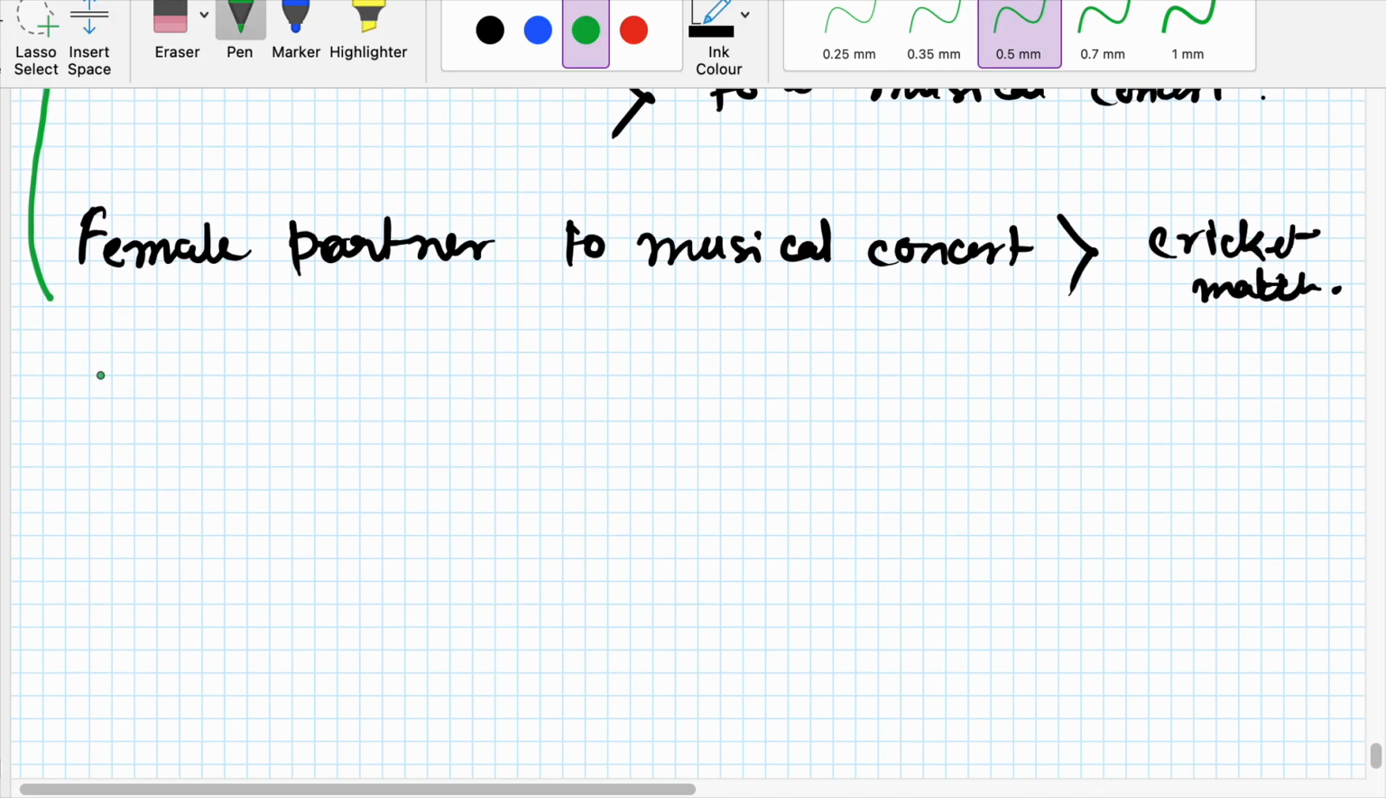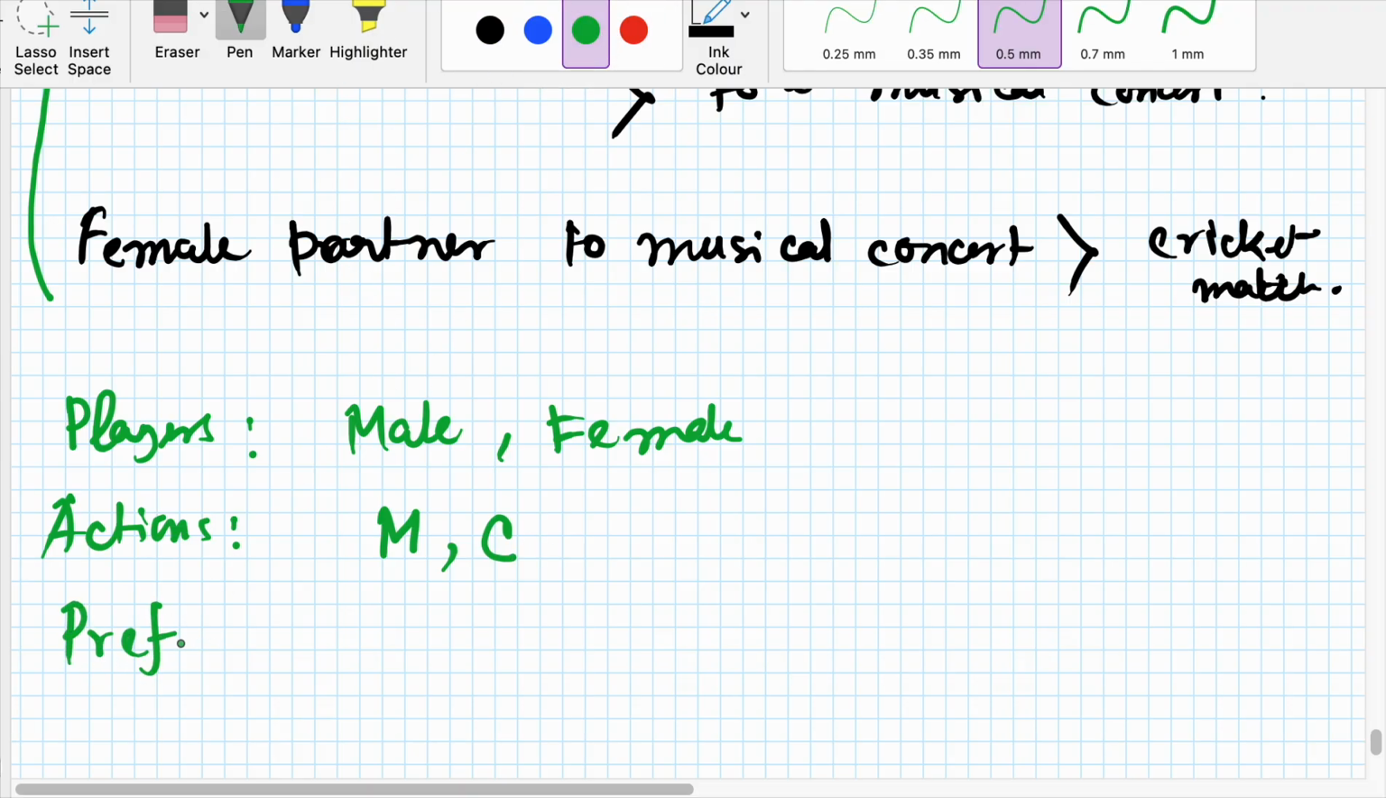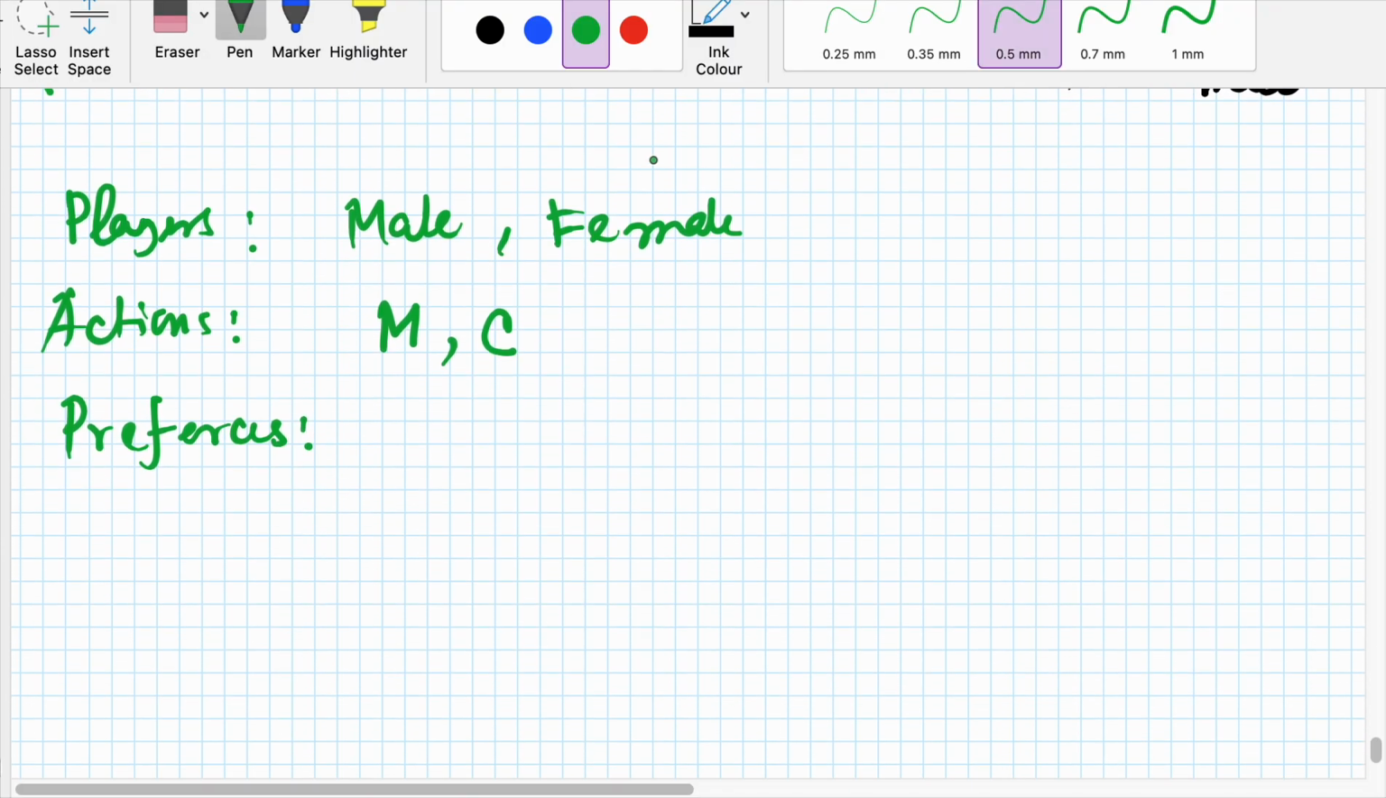So if I write the players, one is male and another is female. So the two partners are the players, and the actions are either going to a musical concert or going to see a cricket match. And what are the preferences? The preferences of the two are different.